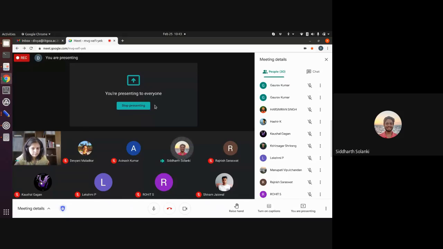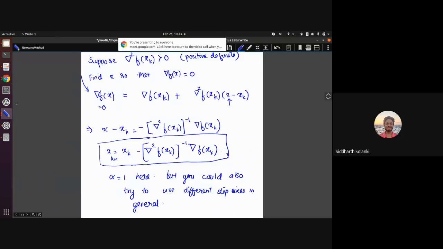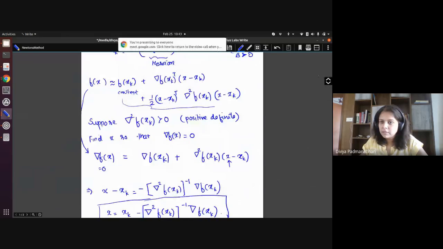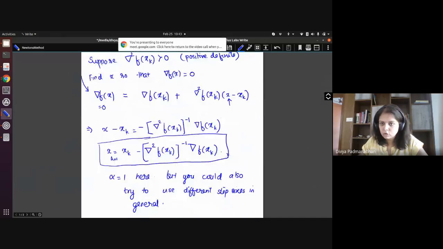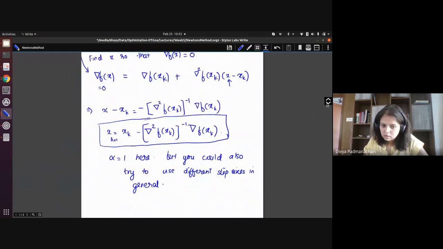Ma'am, when we are taking this approximation, what is exactly happening? I'm not able to visualize. Okay, so maybe let me just illustrate it.